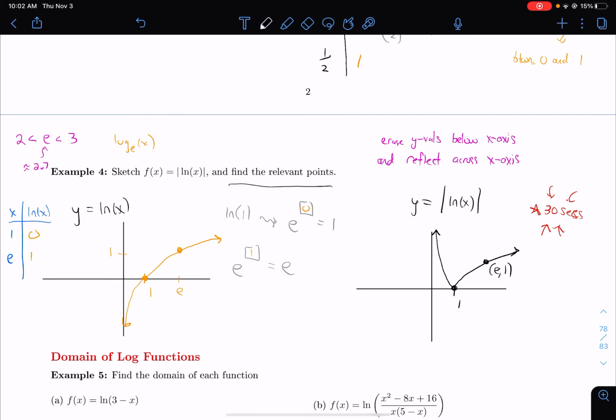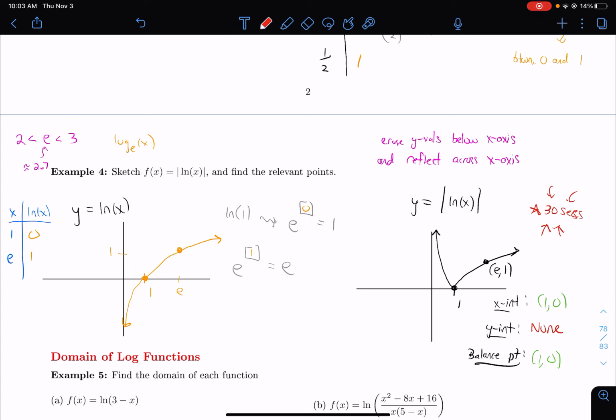And then it says to get the relevant points. So let's do intercepts, x-intercept, y-intercept, and for log functions, there's going to be a balance point. Let's start with the balance point. The balance point did not move going from the first step to the second step. So the balance point is still at 1 comma 0. And that is also the x-intercept, 1 comma 0. And the y-intercept, well, looking at the picture, there is none. There is no y-intercept.